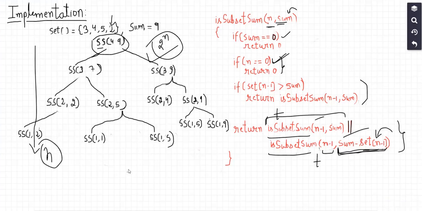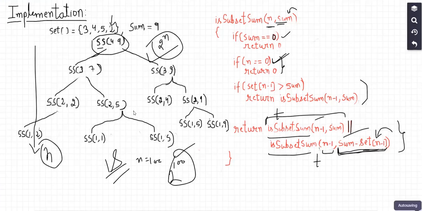So n is the length of the array and n goes up to 100, and 2 raised to the power 100 is a huge number, and it will not work within the time limit of 1 second. Hence we have to improve upon it.